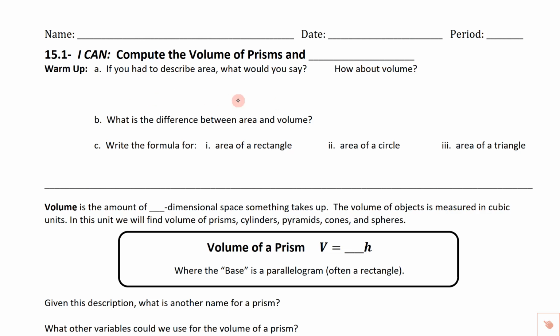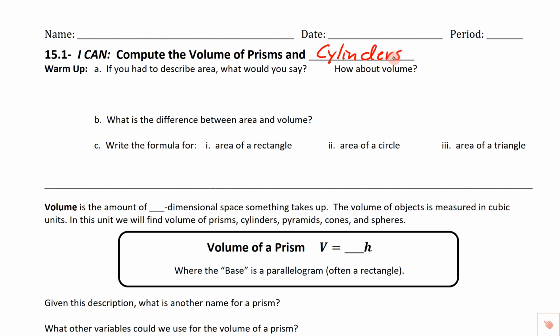Okay, so here's 15.1. I can compute the volume of prisms and cylinders. So that's all we're doing today. We're computing volumes of some fairly simple shapes. Prisms, fancy word for a box. We'll talk about that again in just a second.